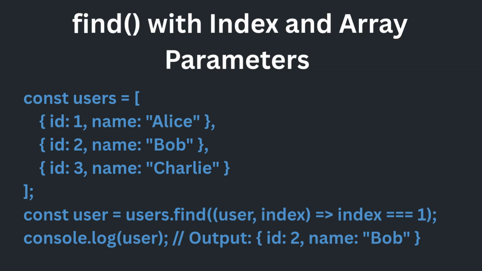In the callback function, we can also access the index of the element in the full array. In this example, we're using index === 1 to find the second element in the array. As you can see, it returns the object for Bob, whose index is 1.